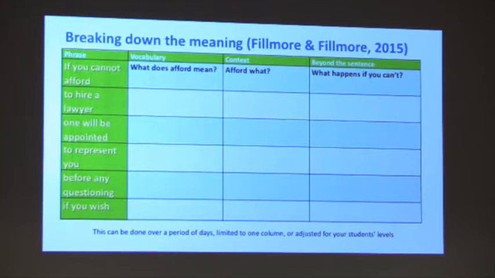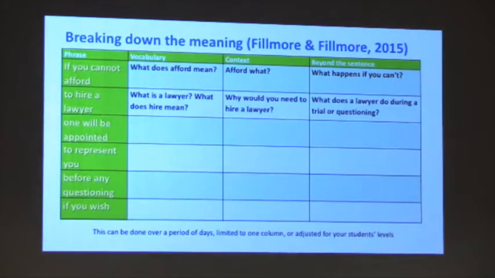Then you can move on to context. Afford what? And I realize that's answered in the next phrase, but you can see what they already know. Then you can take it beyond what the Miranda rights actually say. What happens if you can't? What happens then? Okay. So next, we have what is a lawyer?